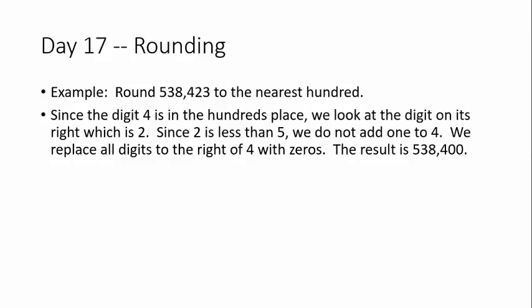Here's another example. We want to round 538,423 to the nearest 100. We find 4 in the hundreds place here. The digit to the right of 4 is 2. 2 is less than 5, so we do not need to round up. We'll keep the 4 as is, and then all digits to the right of 4 will be converted to zeros. The result is 538,400.